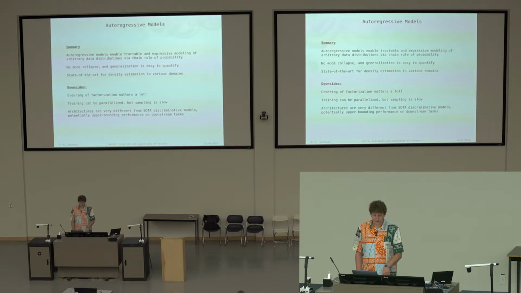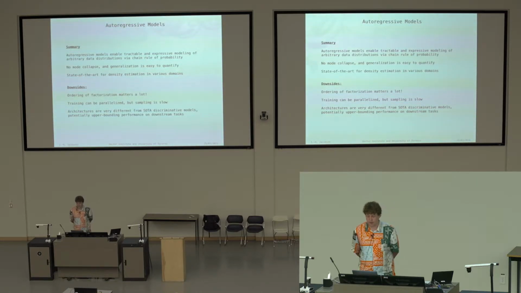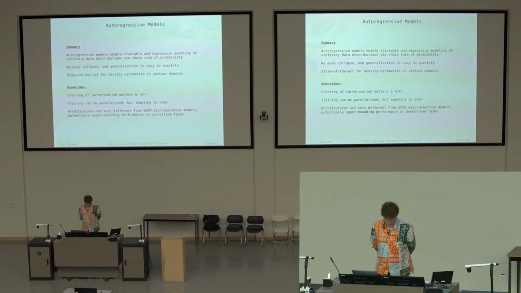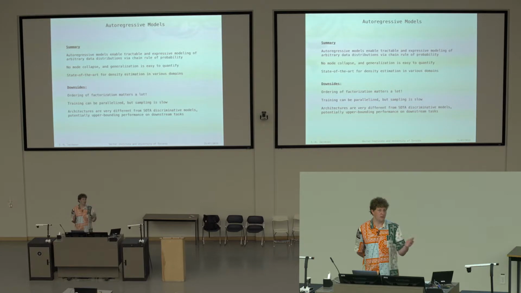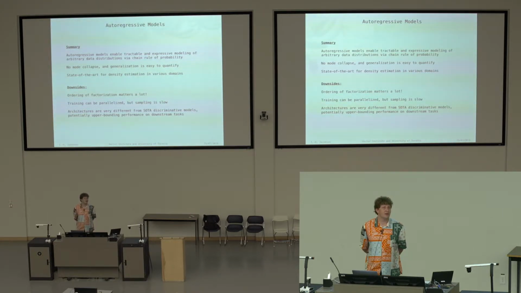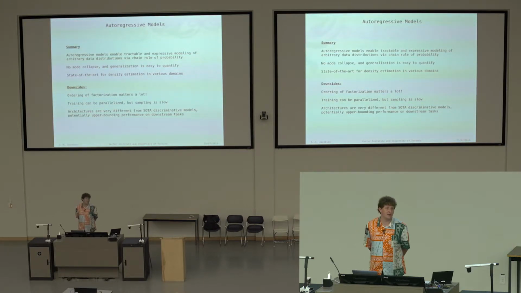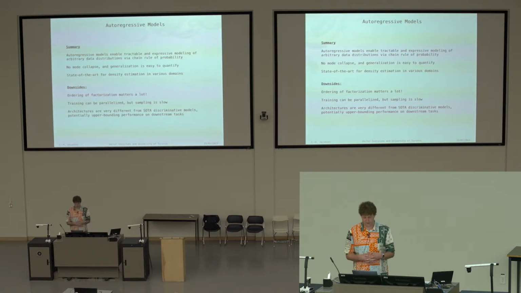So to summarize, autoregressive models enable tractable and expressive modeling of arbitrary data distributions via the chain rule of probability. We don't have any mode collapse or something, and generalization is easy to quantify. So basically just measure the likelihoods on the test set and see if we have a big gap between train and test. And they are the state of the art for density estimation in various domains. Downsides are that the ordering of factorization matters a lot. So that's something you have to really think about. You need domain knowledge for that.